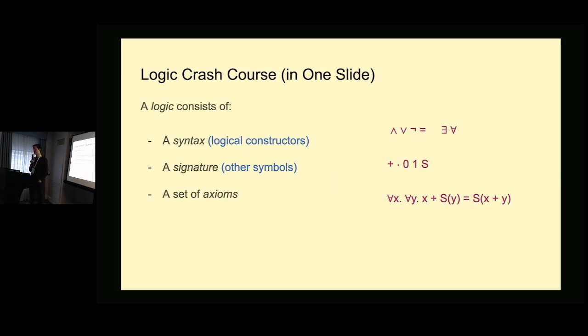Quick logic crash course. A logic consists of three components. First, a syntax, which is the logical operators. These are things you can apply to Boolean operations: and, or, not, equality, and usually quantifiers. Second, you have a signature, which is domain-specific symbols. If I care about integers, for example, I'll have symbols for addition, multiplication, 0, 1, and the successor operation. And finally, I need some set of axioms that tell me what the things in my signature mean. So for integers, I might say: for all integers x and all integers y, x plus the successor of y should be equal to the successor of x plus y. So that's a logic. It's those three components.